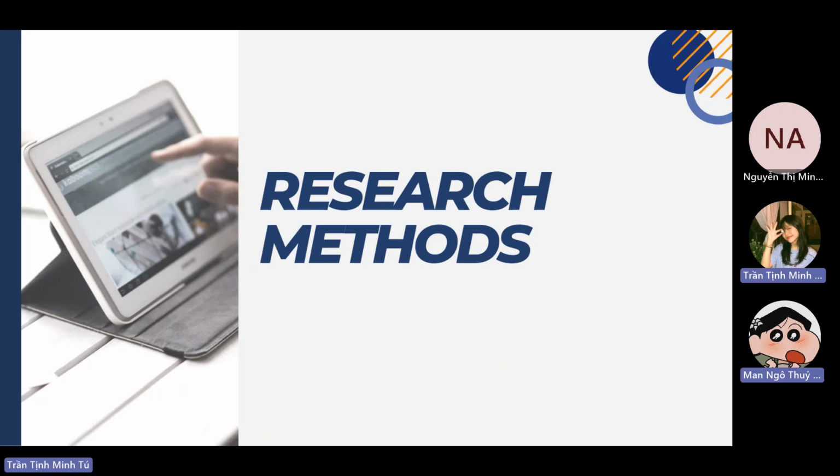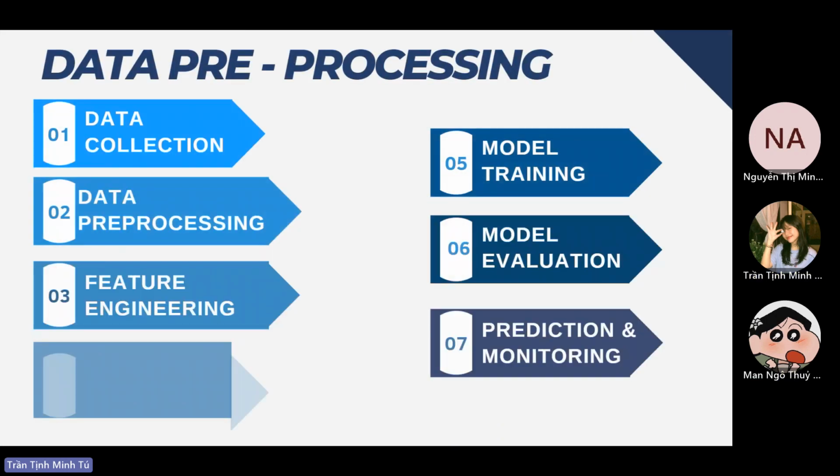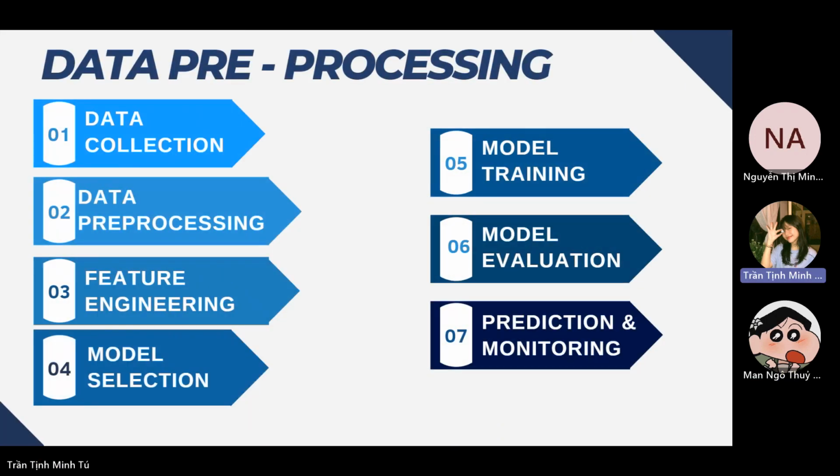And about our research methods. This is the process. I will introduce the process. First, data collection. Gather historical sales data, including information such as time, product attributes, pricing, promotion, and other relevant factors that might influence sales.